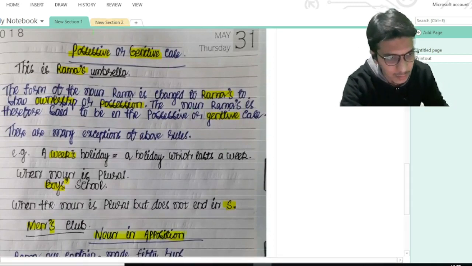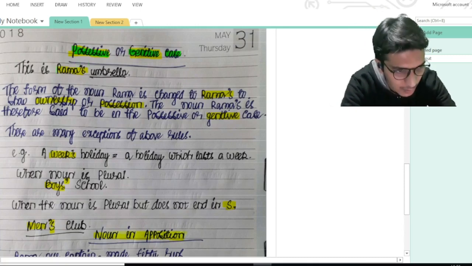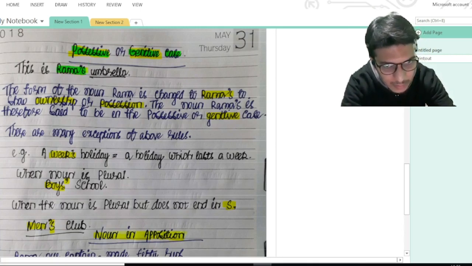The next part is possessive or genitive case. This is Rama's umbrella. Here Rama is used with apostrophe s. The form of the noun Rama is changed to Rama's to show ownership or possession. Apostrophe s is included to show ownership or possession. The noun Rama's is therefore said to be in the possessive or genitive case.